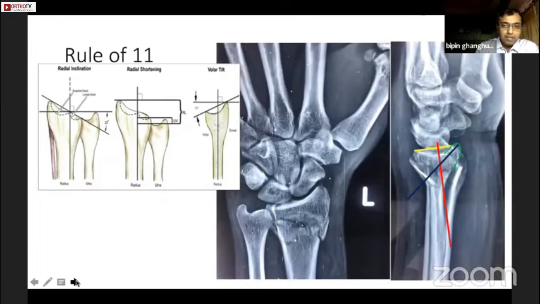The AP view, so the PA view of the wrist and the lateral view of the wrist. Always look for the radial inclination, radial shortening, and the volar tilt in case of the lateral view. And here you can see the teardrop and the teardrop angle.